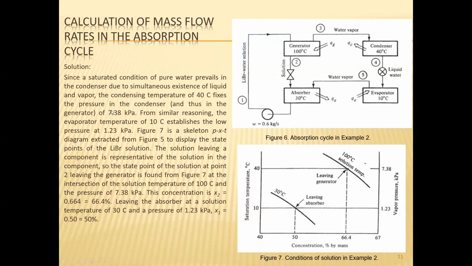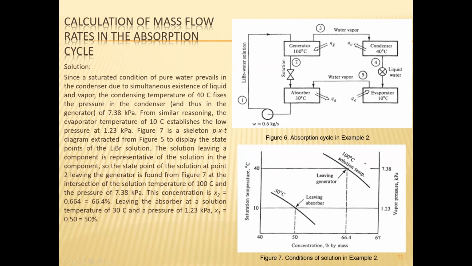So, pag nag-solve kayo, pwede nang wala itong mga kwento-kwento. Since a saturated condition of pure water prevails in the condenser, due to simultaneous existence of liquid and vapor, the condensing temperature of 40C fixes the pressure in the condenser and thus in the generator at 7.38 kPa. So parehas ang pressure niya. From a similar reasoning, the evaporator at 10C establishes low pressure at 1.23 kPa. So parehas din ang pressure niya.